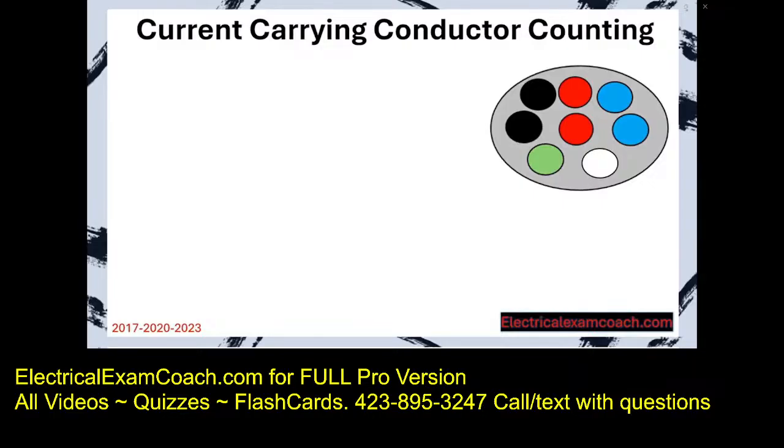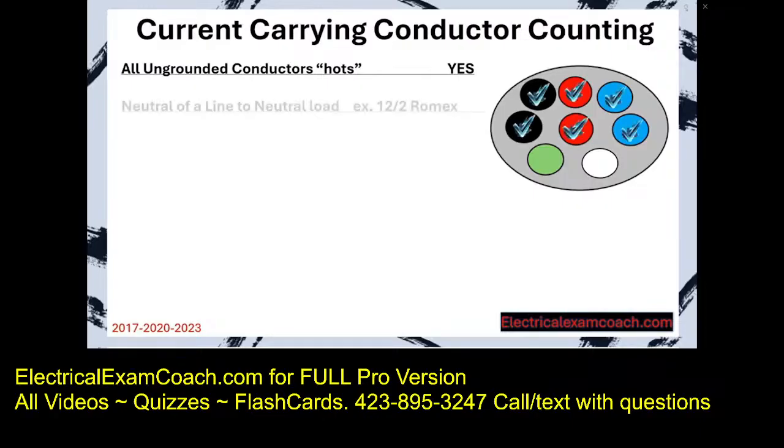But you may get a question on your exam that asks you, in a scenario of wires, how many of them are current carrying conductors. The first one's easy: all ungrounded conductors. All of the hots are going to be considered current carrying conductors under normal circumstances. The second one is the neutral of a line to neutral load. Meaning if we have a light bulb and it draws 1 amp on a 120 volt circuit, there's going to be 1 amp going in on the hot and 1 amp flowing back on the neutral. So it is as well a current carrying conductor.